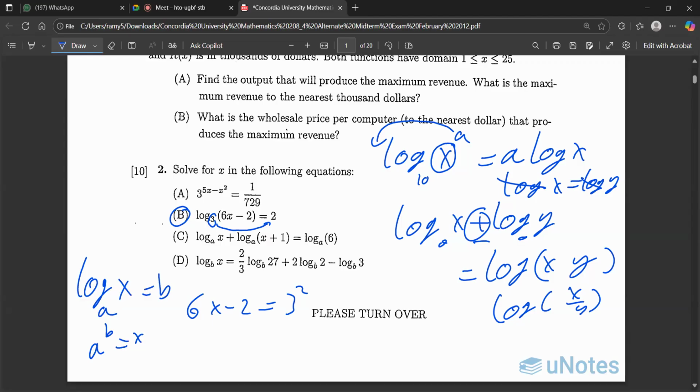3 squared equals 6x minus 2. Yes, and then you can solve it. Okay. Perfect.